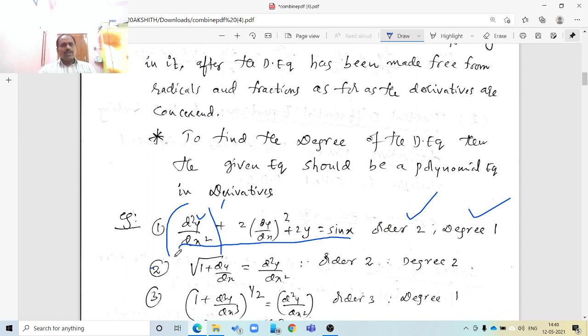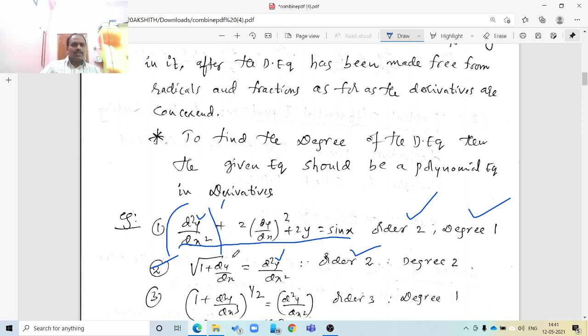And next you see the second example. Root of 1 plus dy by dx is equal to d square y by dx square. But it is not a polynomial equation. So first, directly you can say its order. No doubt its order is 2, since the second order derivative is there. That is the highest order. Therefore order is 2.